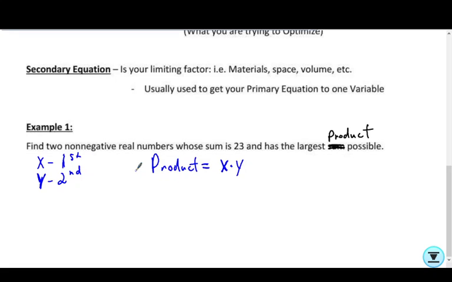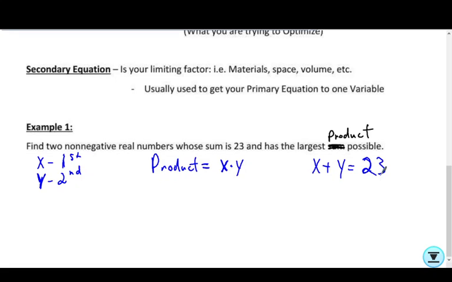Okay, now what's my secondary equation? What's my limiting factor? Well, what's limiting my product? I mean, I could use 100 times 100, right? Or 100 times 200. But what's limiting me is the fact that their sum has to equal 23. So my secondary equation is x plus y has to equal 23. Okay? So these two equations fit together.